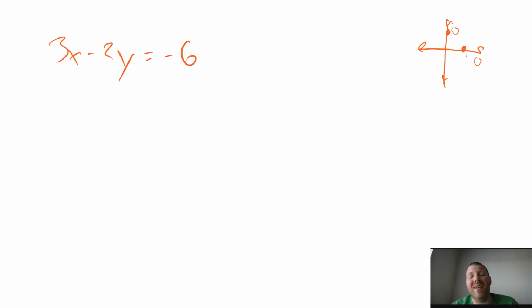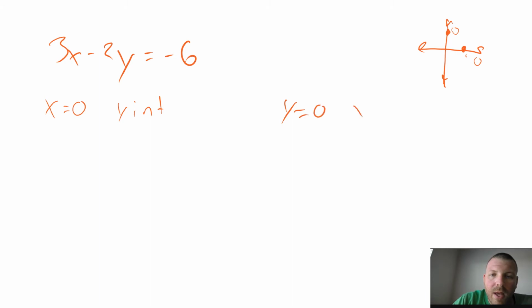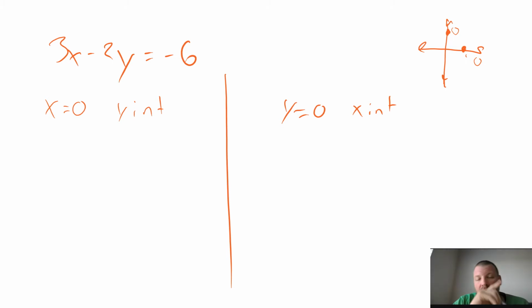So if I write this down, 3x minus 2y equals negative 6. I can find the x and the y intercepts here very simply, right? By just doing x equaling 0. That will give me the y-intercept. And if I plug y being 0, that will give me the x-intercept. Okay? So let's do this.